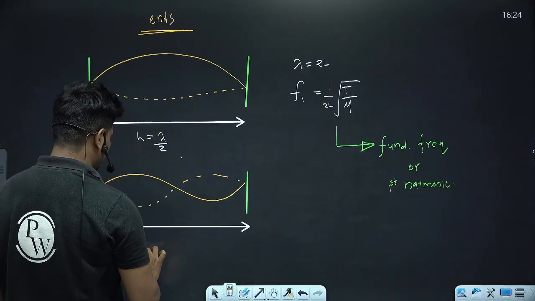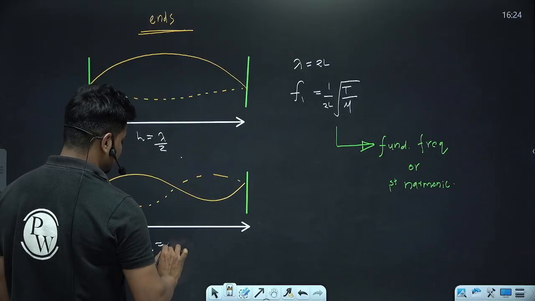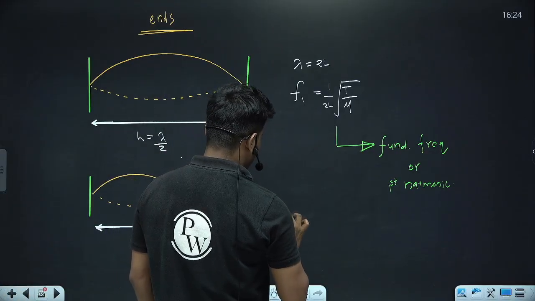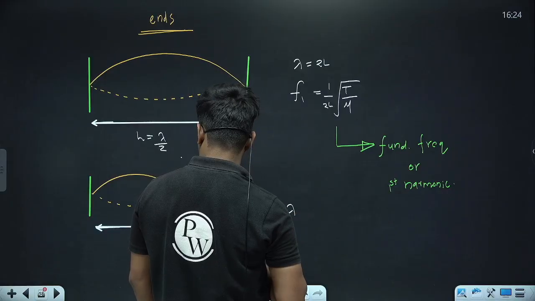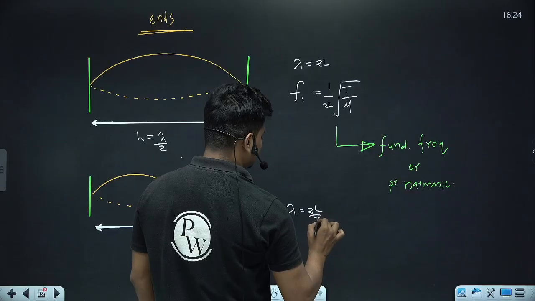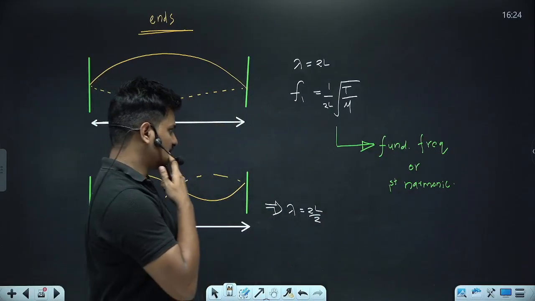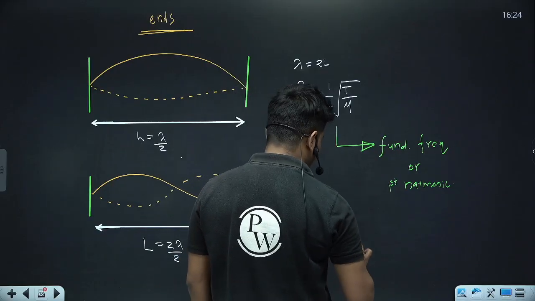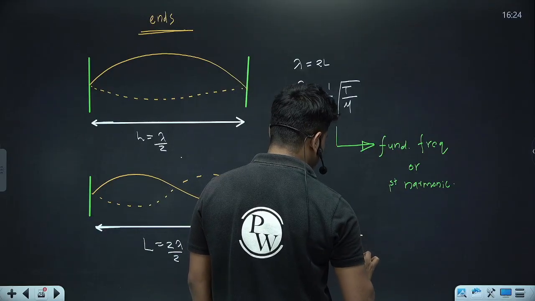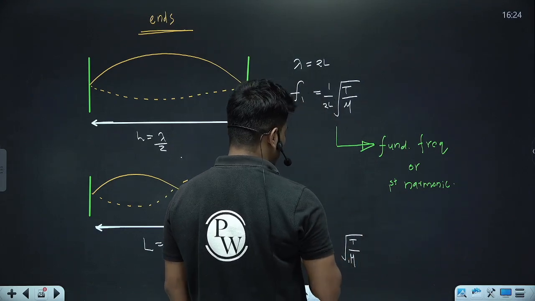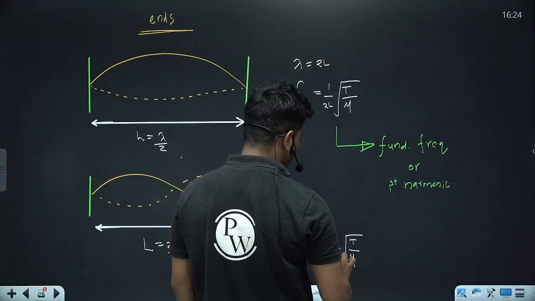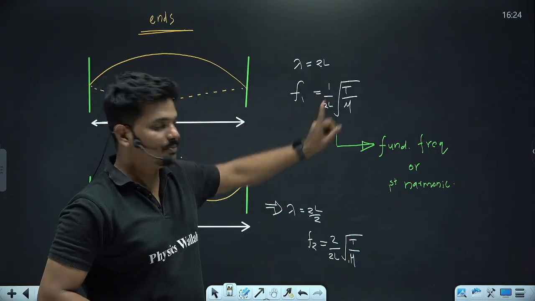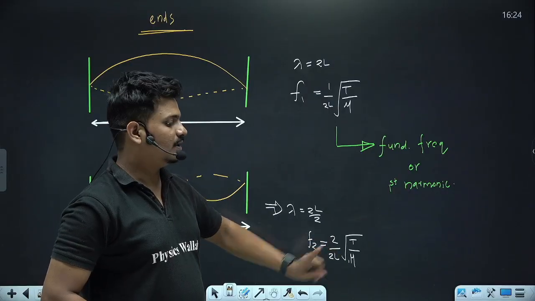This length is equal to lambda by 2, that means 2 lambda by 2. So what is lambda here? In here, what is the new lambda formed? New lambda is equal to 2L by 2. Okay, then what is the new frequency? What is the F2, our second possible frequency? That is equal to velocity, that is root of T by mu, tension T by mu, divided by lambda. Lambda is equal to 2L by 2. So F1 is 1 by 2L into root of T by mu, and F2 is 2 by 2L into root of T by mu.